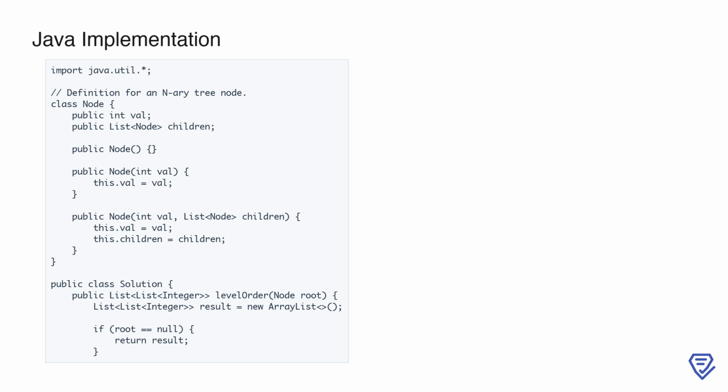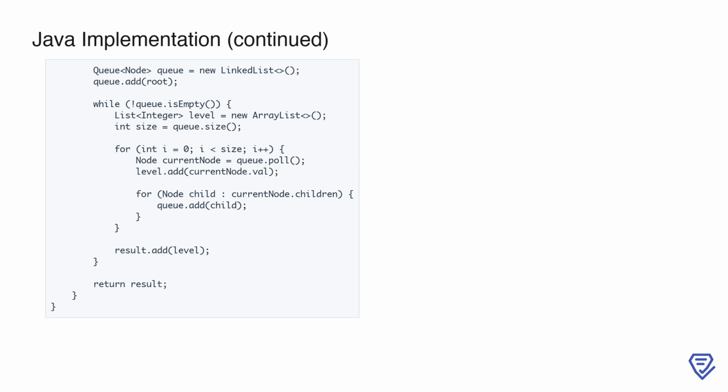of the N-ary tree. This method begins by creating a list of lists called result, which will hold the final output. If the root node is null, there's no tree to traverse, so we simply return the empty result list. This handles the edge case where the input tree is empty.